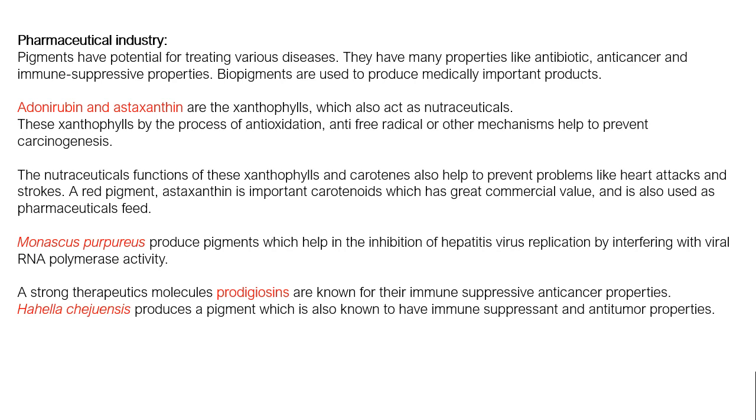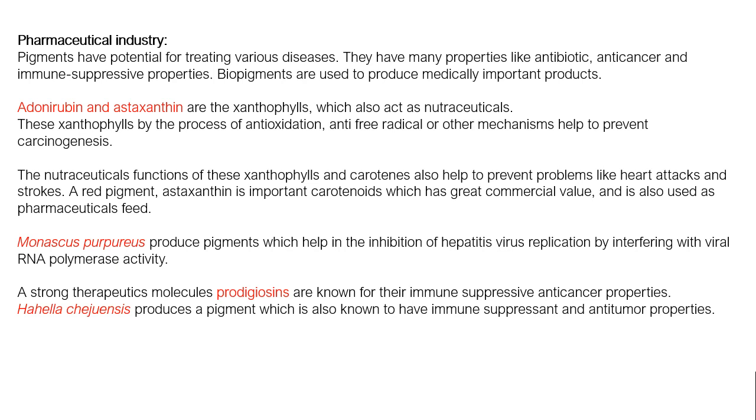Okay, so the example is adonirubin and astaxanthin, which are xanthophylls that also act as nutraceuticals. These xanthophylls, by the process of antioxidation or anti-free radicals or other mechanisms, help to prevent carcinogenesis. The nutraceutical functions of these xanthophylls and carotenes also help to prevent problems like heart attack and strokes. The red pigment astaxanthin is an important carotenoid which has great commercial value and is also used as pharmaceutical feed.